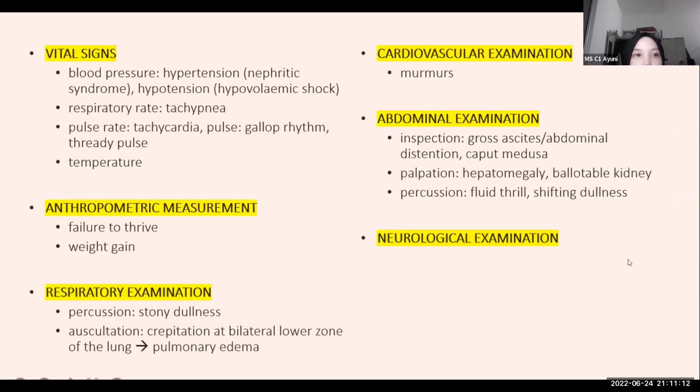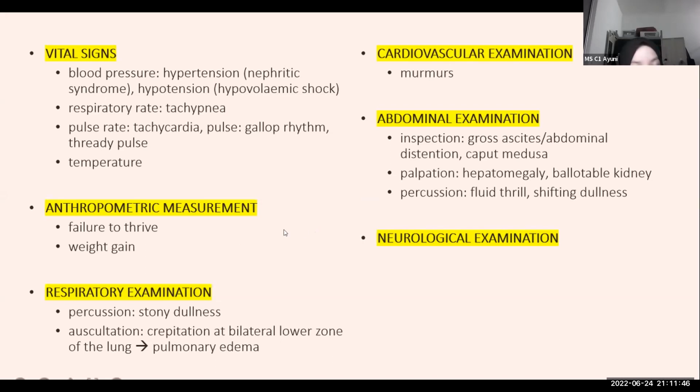Next is vital signs. So we have to check BP because the patient can be hypertensive or hypotensive. Hypertension can happen in nephritic syndrome because they are fluid overloaded intravascularly. And hypotension can occur in nephrotic syndrome because of third spacing of fluid loss. Next is respiratory rate. The patient can be tachypneic because of pleural effusion or pulmonary edema. Check the pulse rate. The patient can be tachycardic because of hypovolemic shock. A patient may also be feverish because of infection.